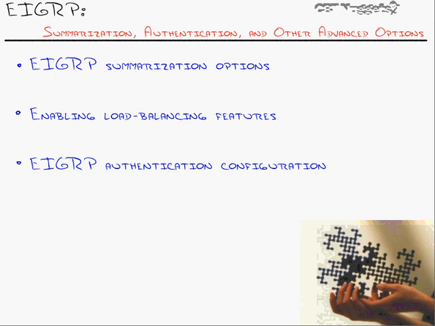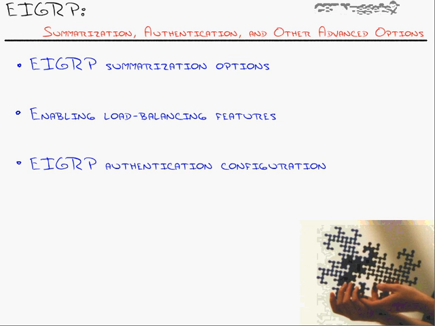The foundation has been laid. Let's go ahead and step it up with EIGRP as we take a look at summarization, authentication, and some of the other advanced options. As usual, I'm going to keep the configuration interface real active as we walk through this video, but be explaining a lot of concepts in the meanwhile.